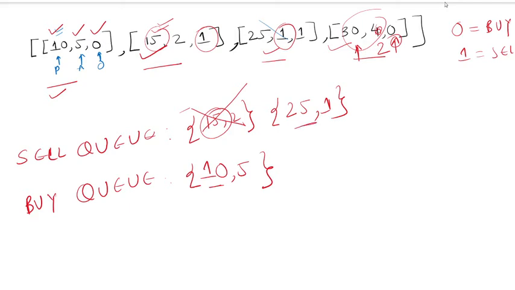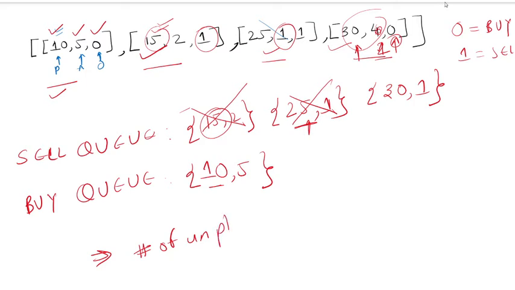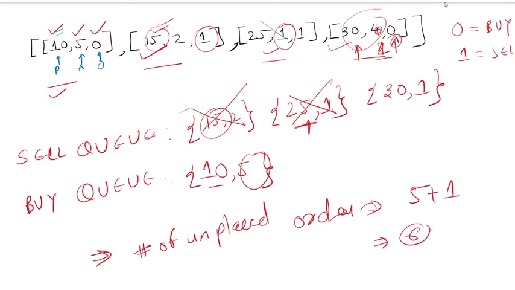Now again you look at this sell queue and select the minimum price among them. The minimum price is 25. Is 25 less than 30? Yes, it is less than 30. You complete the transaction, reduce the amount to 1, and keep everything in the backlog, right? Now the answer is the number of unplaced orders, which are this 5 and this one, 5 plus 1, which is 6. So this should be the answer, right?